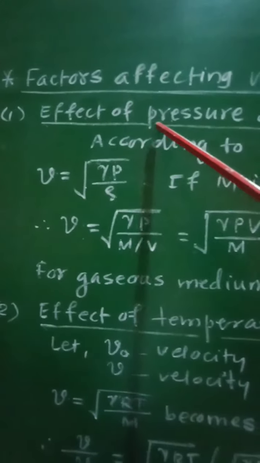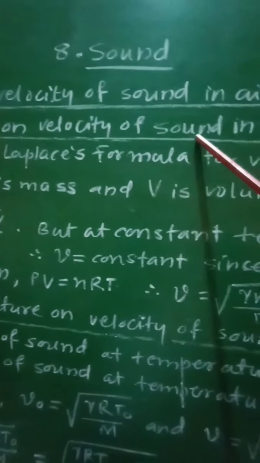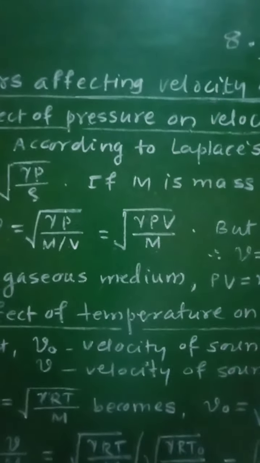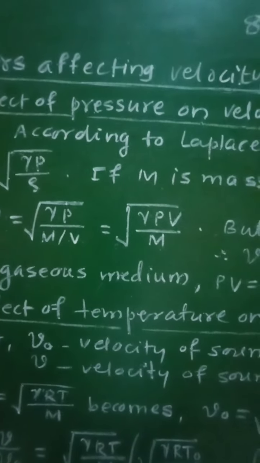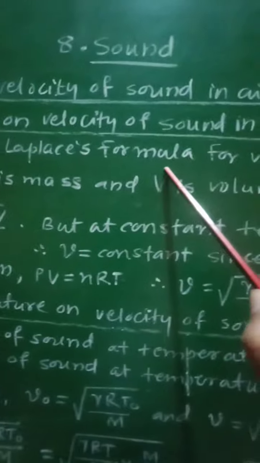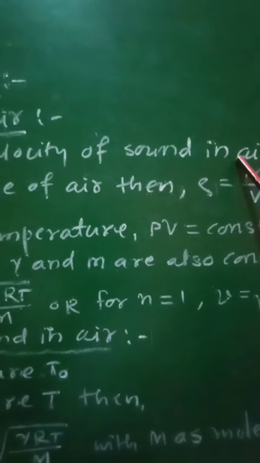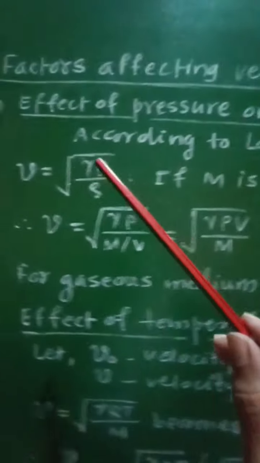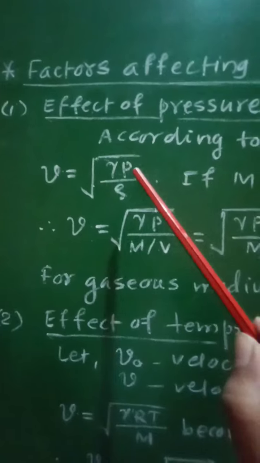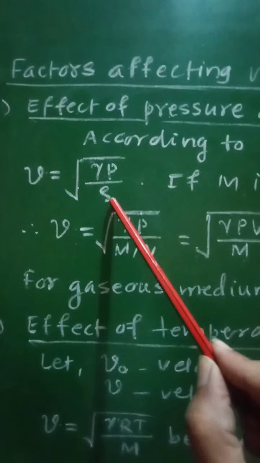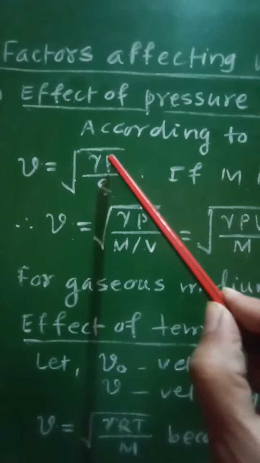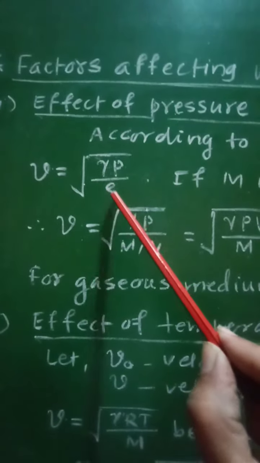The first point is effect of pressure on velocity of sound in air. In order to explain this effect, let us consider the Laplace's corrected formula for velocity of sound in air. It is given as velocity of sound phi is equal to square root of gamma p upon rho, where gamma is the ratio of two specific heat capacity of the gas, that is Cp by Cv, p is the pressure and rho is density of air.